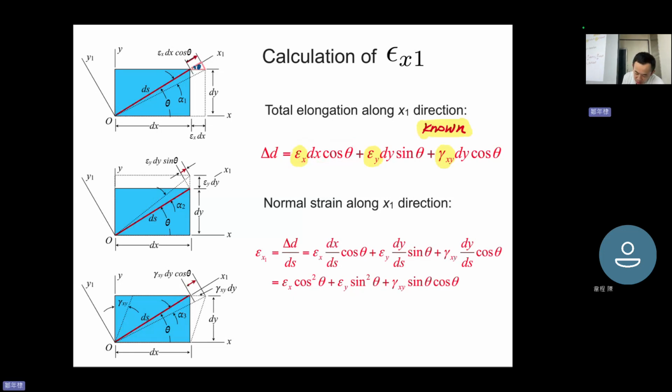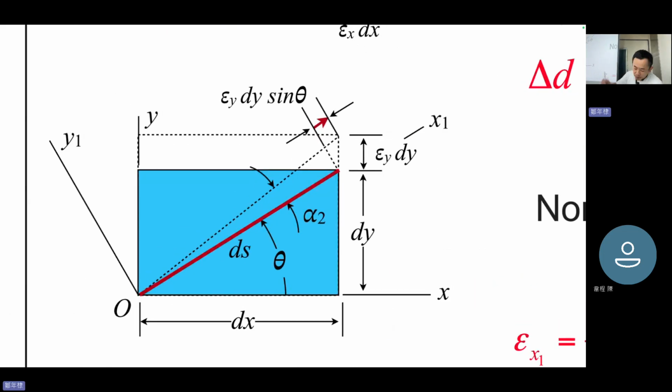If you can accept this, the same story is here. If your rectangle elongates along y direction, this point will move to this point, but I'm not going to calculate this. I only focus on x1 direction, so only this tiny length is our focus in x1, right? So where is it?